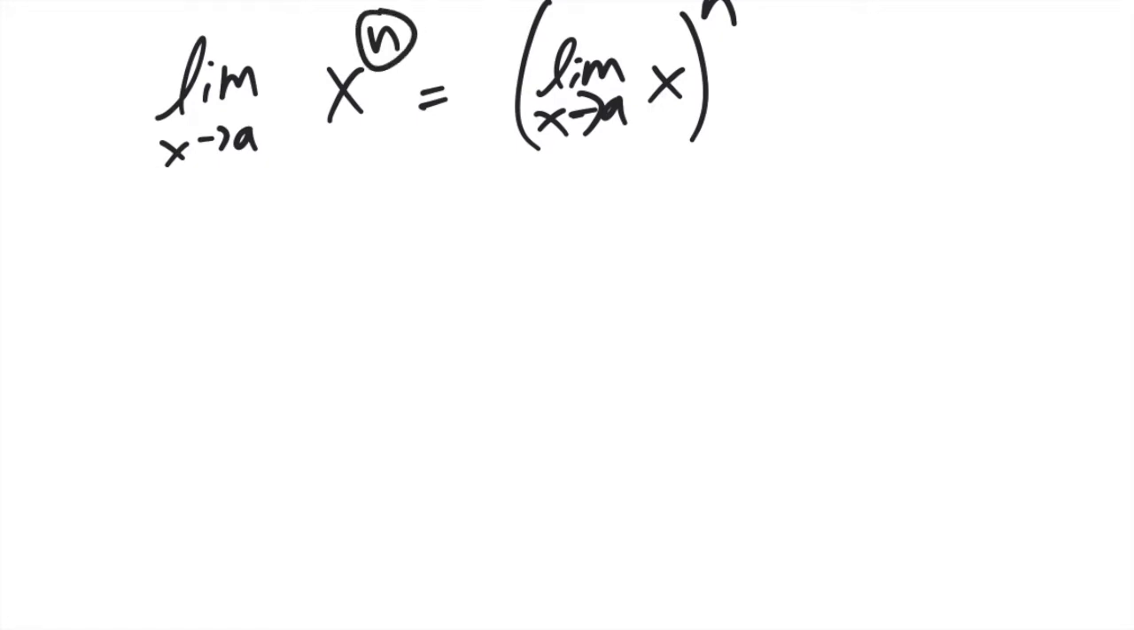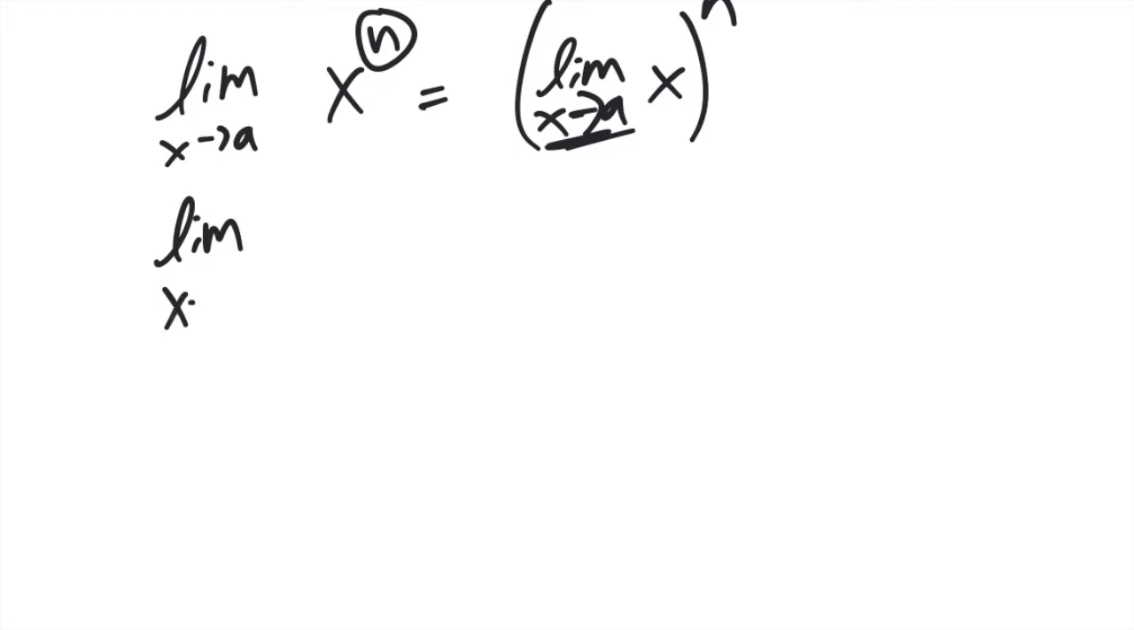It's kind of like having a constant out in front. It doesn't have an x in it anyways. The limit as x is kind of changing or moving doesn't affect that exponent in any way. So just go ahead and plug in the value of a there for x if you can, and then whatever your result is, raise it to the n power. This actually works with roots as well.